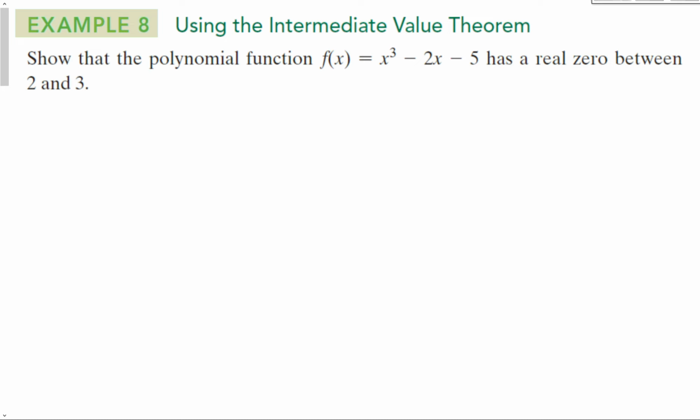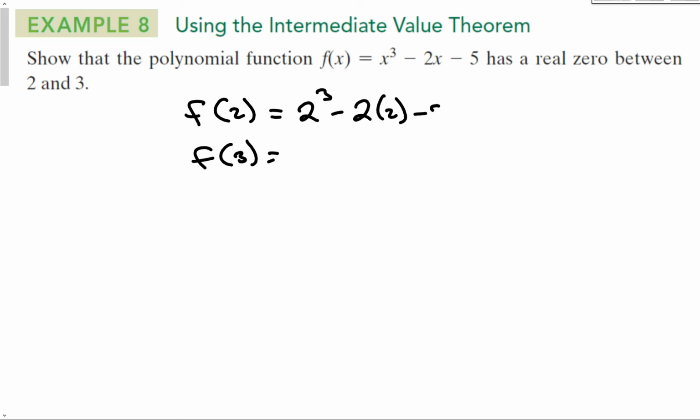Show that the polynomial function f of x has a real 0 between 2 and 3. So let's figure out what f of 2 is, and then let's figure out what f of 3 is, and let's compare them. So this becomes 2 to the third power minus 2 times 2 minus 5, which is negative 1. And f of 3 is 3 to the third power minus 2 times 3 minus 5, which is 16. That's negative. That's positive.